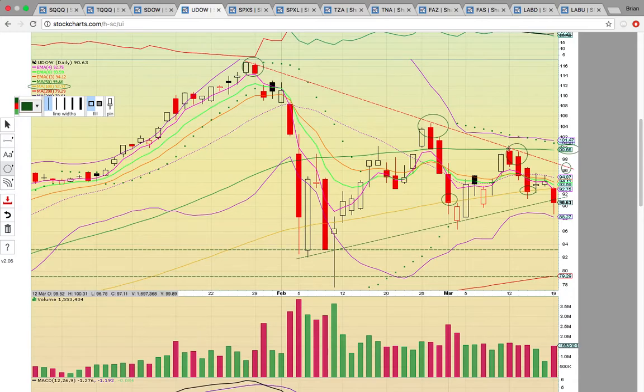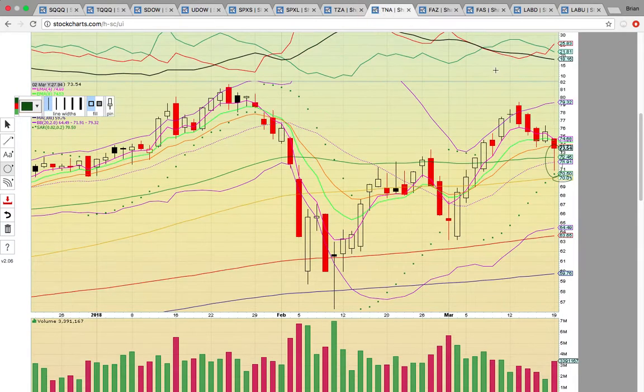I mean, look how this is below. It never even got above the 50-day simple moving average. It's below the middle Bollinger Band. Now it's below the 100-day simple moving average and below ascending support. Now look at TNA. I mean, it's still above the 50-day simple moving average. I mean, this is by far the strongest of the indices.